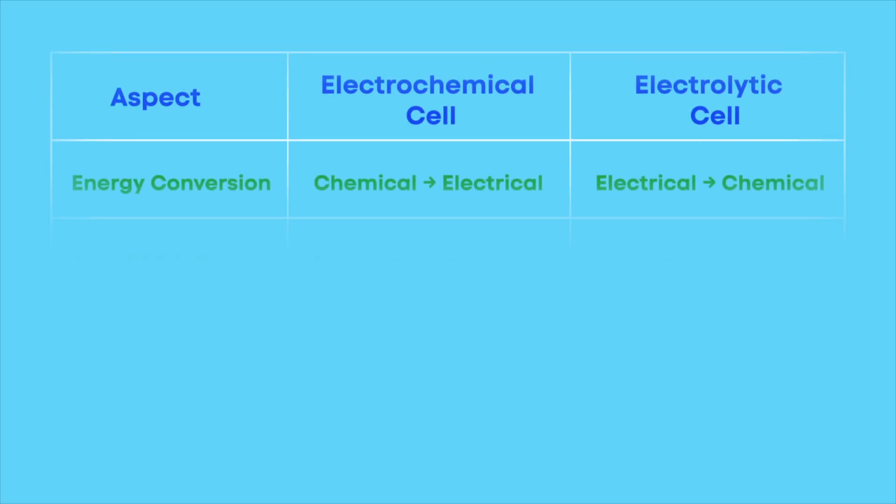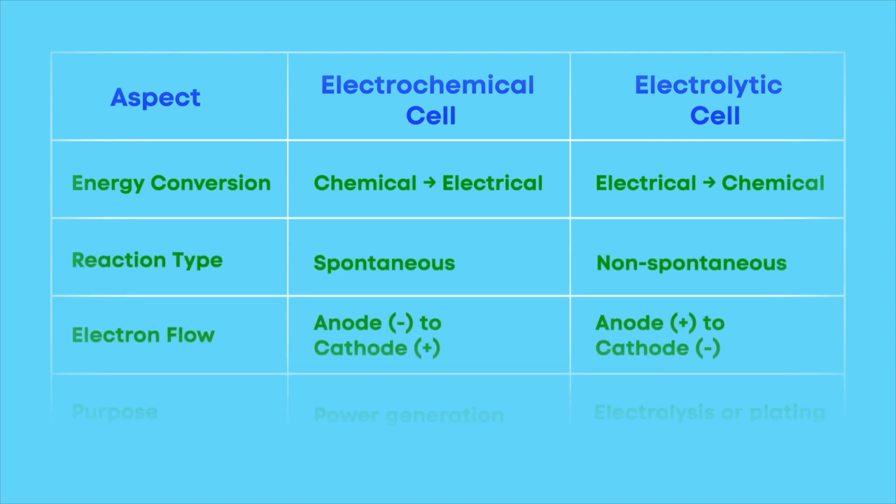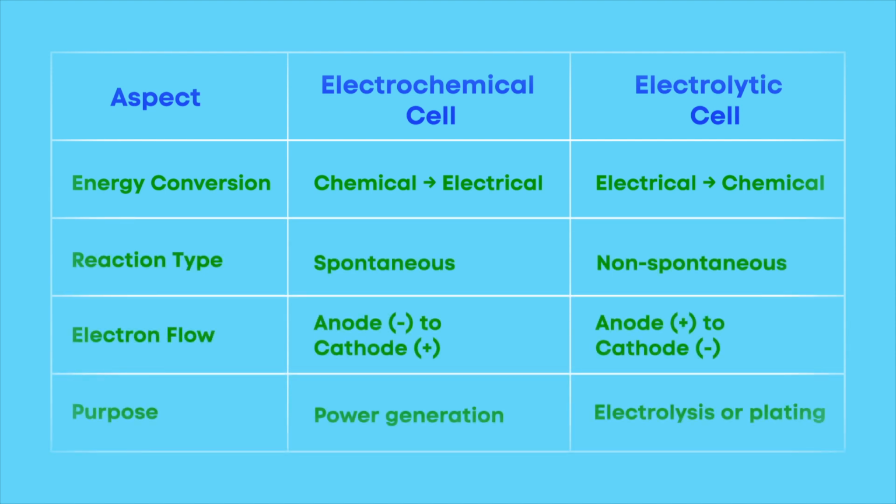In an electrochemical cell, chemical energy is converted into electrical energy through spontaneous reactions. In an electrolytic cell, electrical energy is converted into chemical energy, and it requires an external power source to drive the non-spontaneous reactions.